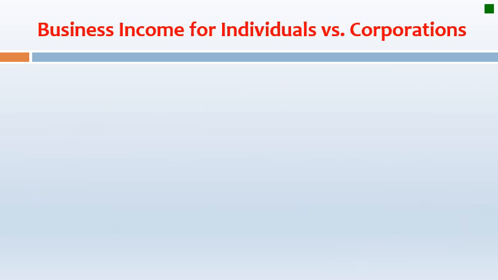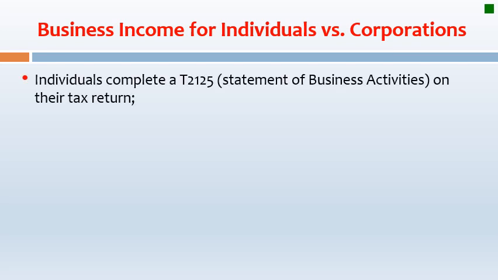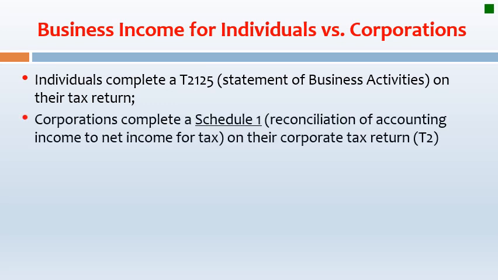So how does determining business income for an individual, which we determined many months ago, differ from determining business income for a corporation, which is the subject of this chapter? Well, individuals, as you'll recall, complete a T2125 statement of business activities on their tax return. It generally comprises one component of their overall net income. Corporations will complete something that's called a Schedule 1, which is a reconciliation of their accounting income to their net income for tax purposes on their corporate tax return, which we call a T2.